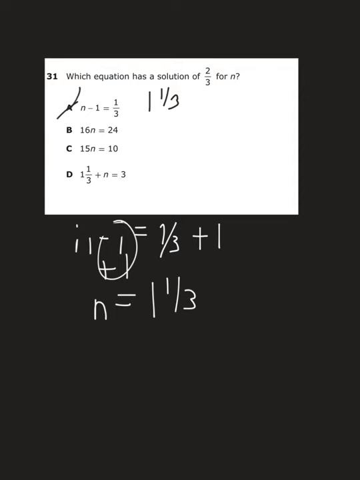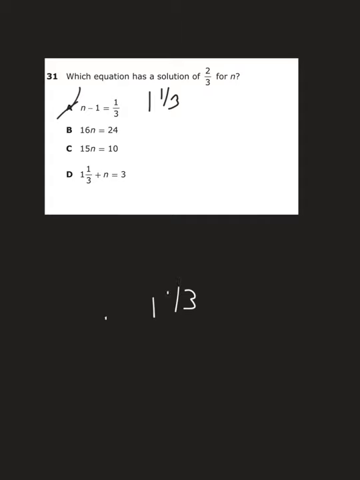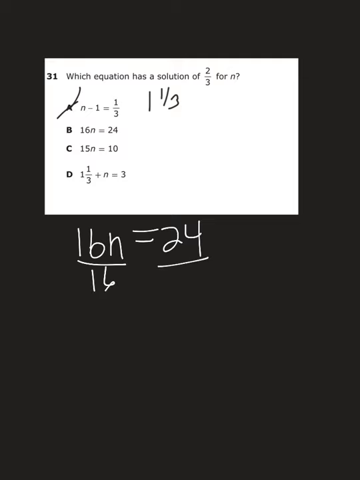So then we look at the next problem, and it's a multiplication problem. Is 16n equals 24. And so the opposite of multiplication would be division. So we're going to divide both sides by 16. That's going to leave 1 n.